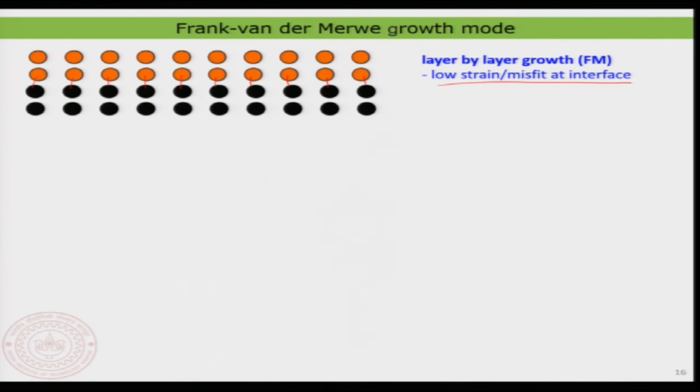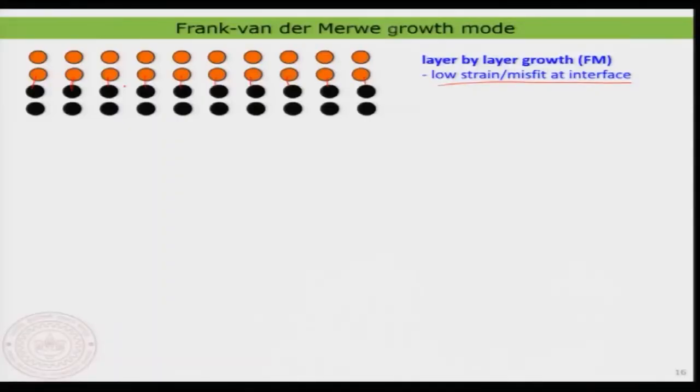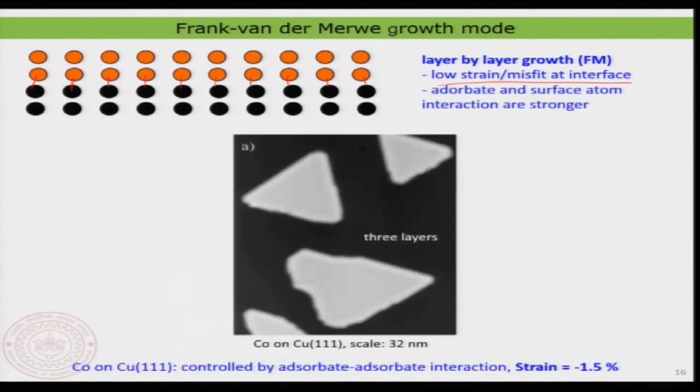That's because the mismatch between the lattice parameters is very small, so they can relax at the interface in terms of the adsorbate-adsorbate distance, and they can get accommodated on the surface. So in this particular case, what always happens is a layer by layer growth, which is the example that we have already discussed, the cobalt on copper 111 surface. This is of course a very low coverage, the total number of layers is just 3, but you still see that the island size is very, very large. That indicates a layer by layer growth.